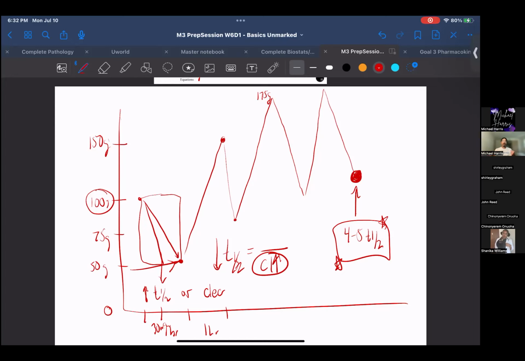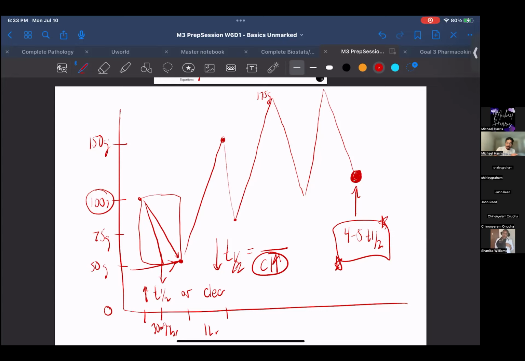Perfect. Now, with that being said, half-life, clearance, okay? It takes roughly 4 to 5 half-lives before you reach steady state at a baseline. So at that point in time, you will always be at 100 grams. Now, if you decide to stop the drug, it goes the same process, but in reverse. If you stop the drug, your first half-life will bring you back down to 100 grams.